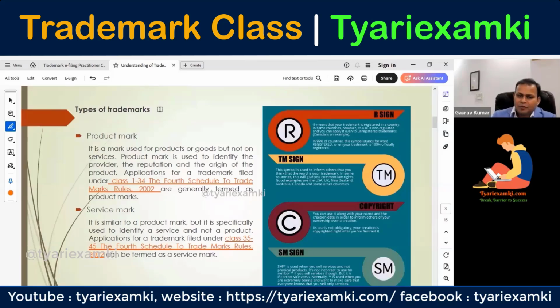Now, the type of trademark: the product mark. It is a mark used for products or goods, but not for services. A product mark identifies the provider, the reputation of the brand, and the origin of the product. An application for a trademark filed under class 1 to class 34 of the Fourth Schedule of the Trademark Rules 2002 comes under product mark classification.